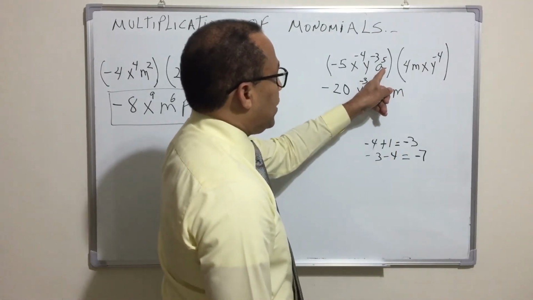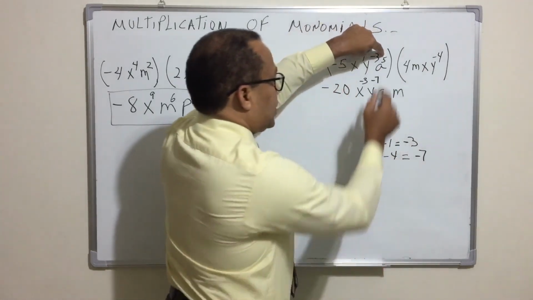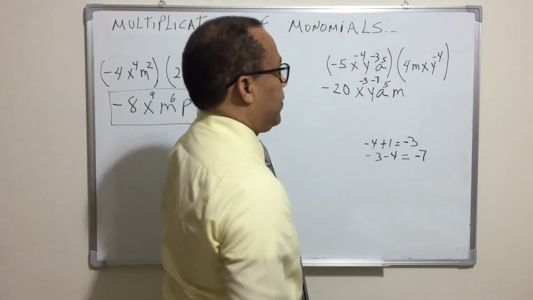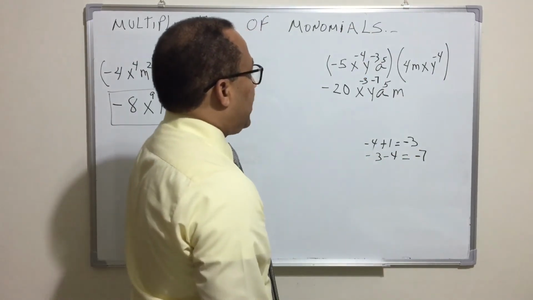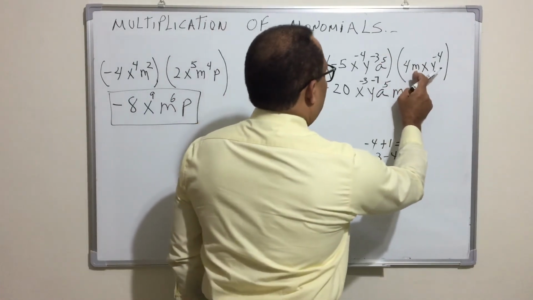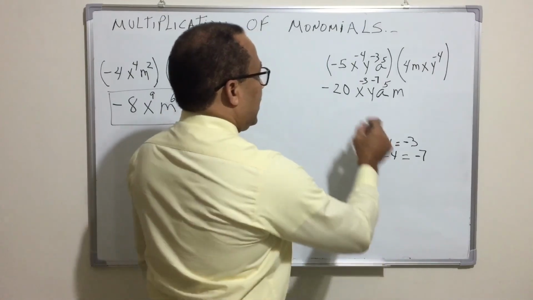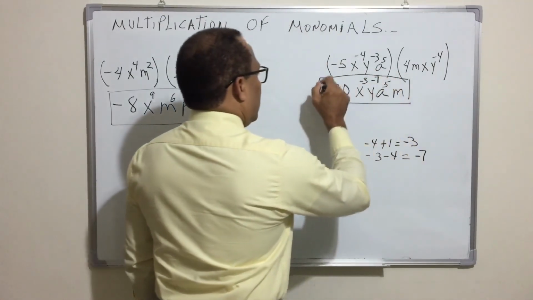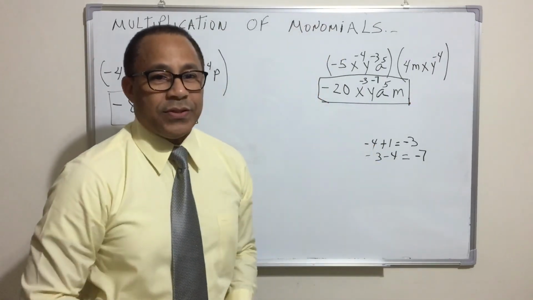What about the a? It is to the fifth. There's no a here, so I'll just copy the same exponent. So it's a to the fifth. I do not have any other a's right here. And what about the m? There's no m here. I just brought down the m. And this is the result for the second multiplication of monomials.